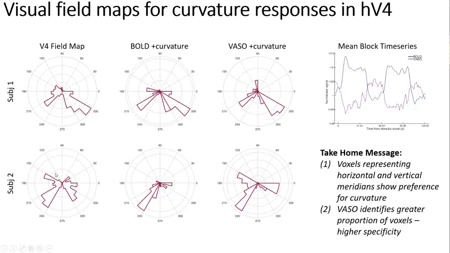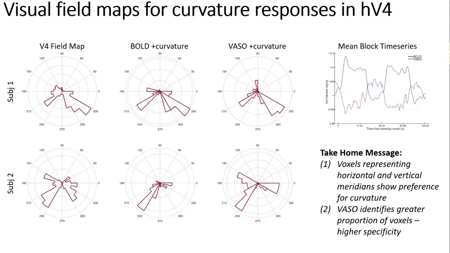In the second subject, instead, you see that the V4 representation is slightly different. But again, VASO generally has a higher proportion of voxels that show preference for curvature compared to straight lines.